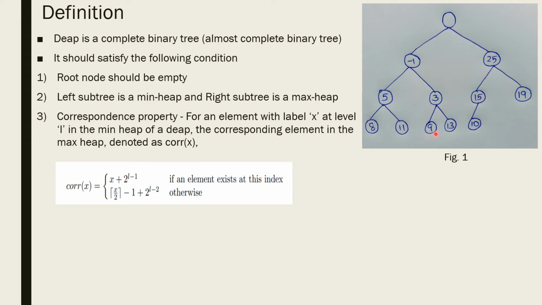Similarly, 9 also does not have a corresponding element over here. So what we do is we consider its parent's corresponding element to be its corresponding element. So 9's parent is 3 and 3's corresponding element is 19. So 19 is 9's corresponding element, and similarly 13's corresponding element is not present over here. So 13's corresponding element will also be 19.